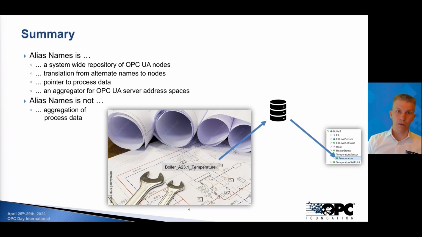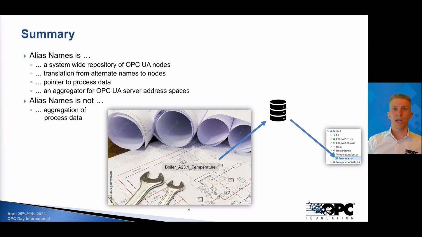Now, having said this, of course, you could come up with an aggregation server which combines both features. So it is providing you the alias names, the alternate names, as well as aggregating the process values. Of course, that would also be a reasonable implementation of AliasNames.